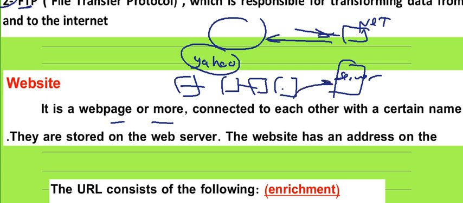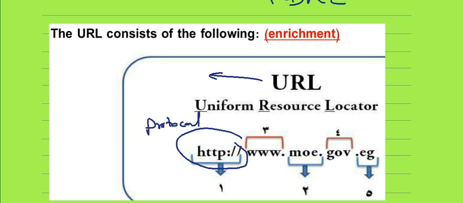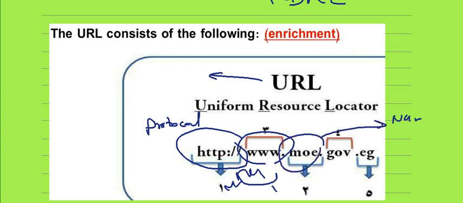The website has an address on the internet. العنوان ده اسمه URL أو Uniform Resource Locator. هنعرف معناه على سبيل المثال as an example the URL of Ministry of Education. إيه بقى العنوان بتاعها؟ HTTP، ده البروتوكول المستخدم في الاتصال بالموقع. WWW ده الشبكة، the network. MOE name of the server. احنا بنقول الموقع بيبقى stored on a server، اسمه بيبقى جزء من العنوان URL.